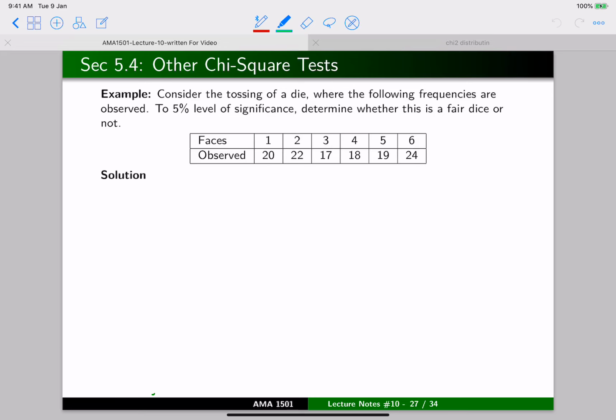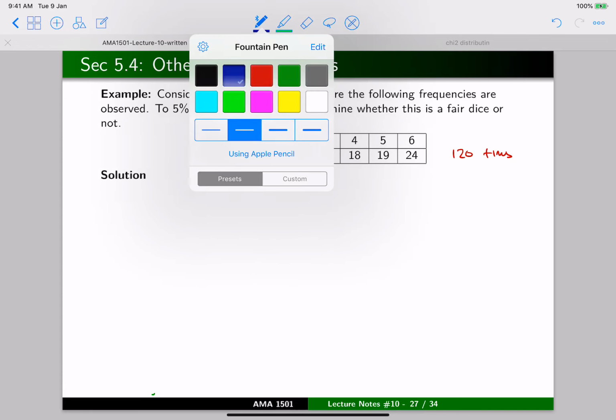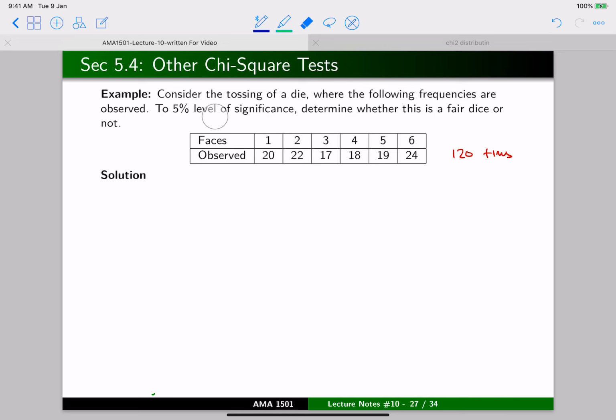So consider tossing a coin. I mean a die, sorry. And we observe the following numbers of times it falls 1, 2, 3, 4, 5, and 6. In total, we tossed it 120 times. At the 5% level of significance, determine whether this is a fair or not fair die.